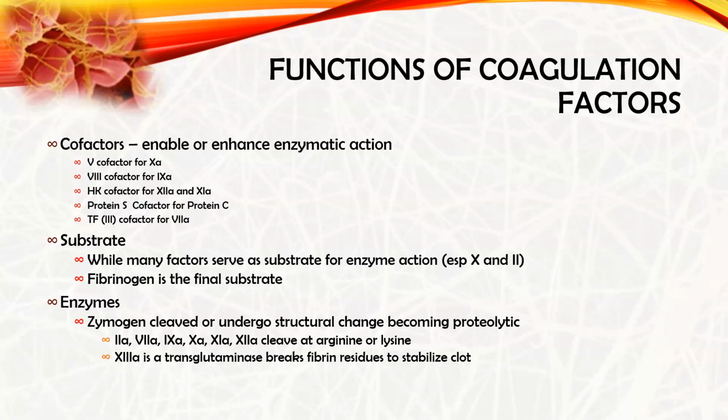Enzymes, these zymogens are cleaved or they undergo some sort of structural change to become proteolytic. Factors 2, 7, 9, 10, 11, and 12 cleave various proteins at the arginine or lysine, and you won't need to remember where it cleaves them, just that it cuts them. Factor 13A is a transglutaminase, and what it does is it breaks the fibrin residues and cross-links the fibrin to make it a stronger mesh and to stabilize the clot so that it doesn't fall apart.